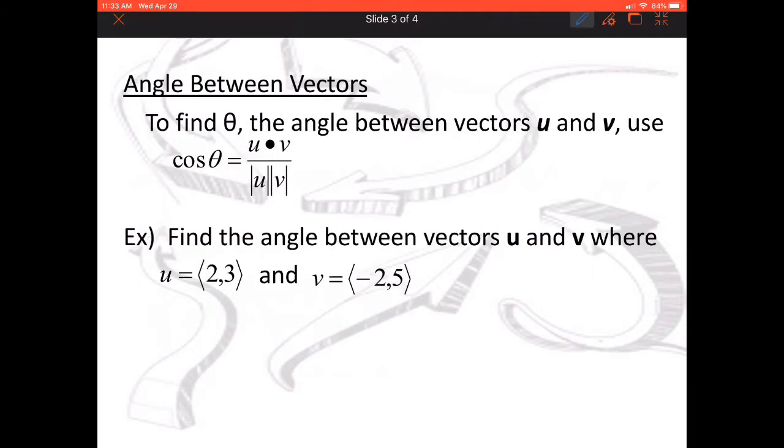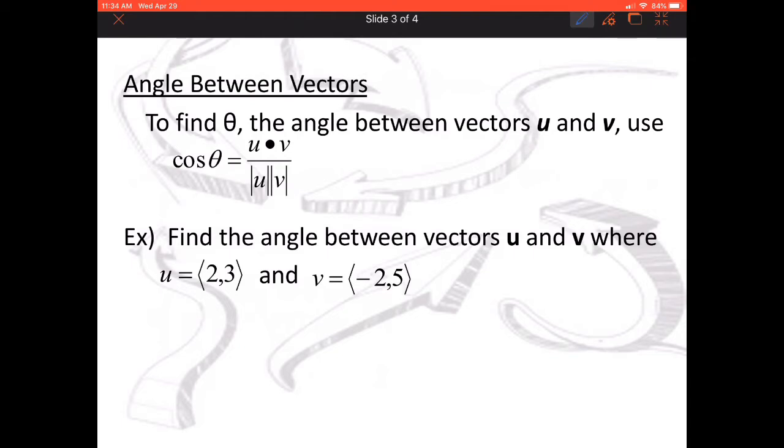All right, one application of the dot product is that we are able to use it to find the angle between vectors. So to find the angle theta that is between vectors U and V, we use this formula. Cosine of theta equals the dot product of U and V over, and then at the bottom, notice those are the magnitudes of U and V multiplied together. All right, so let's try one. We're going to find the angle between vectors U and V, and they're listed.